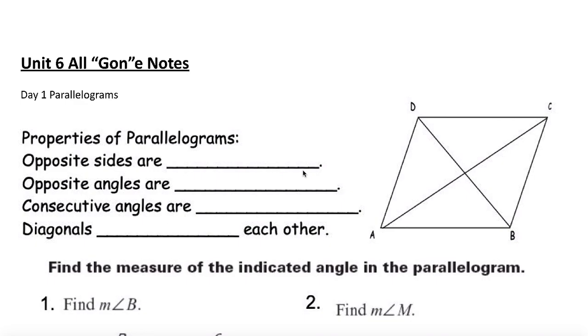So the options are, if you have a parallelogram, then you know that the opposite sides are parallel and they're also congruent. So you could put either of those, or you could put both at the same time. If they're both going to be helpful for you, you would go ahead and write both of those things. Opposite angles in a parallelogram are congruent. Consecutive angles are supplementary.